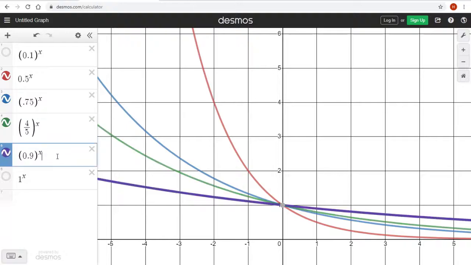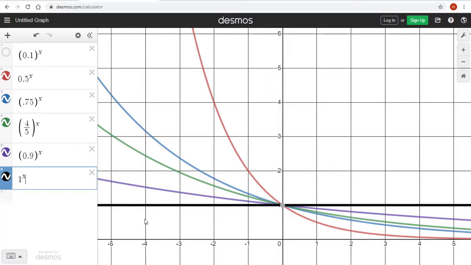And then when it comes to the purple, 0.9 is even closer to 1 than any of these other bases. And so this graph for the exponential function 0.9 to the x is even more flattened out. So now again, make a good prediction. That again explains that when we actually hit 1 to the x, where the base equals 1, then the graph of this exponential function completely flattens out as a horizontal line here.